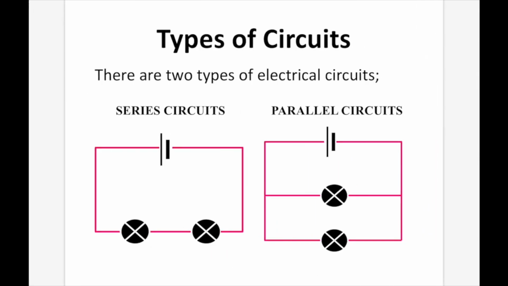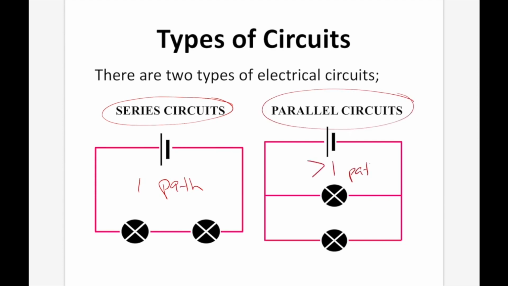Now there are two main types of circuits. There's a series circuit, which only has one path. And that's how you're going to know that it's a series circuit. It's going to have a single path for the electrons to travel. And you're going to have parallel circuits, where there's going to be more than one path for the electrons to travel on.